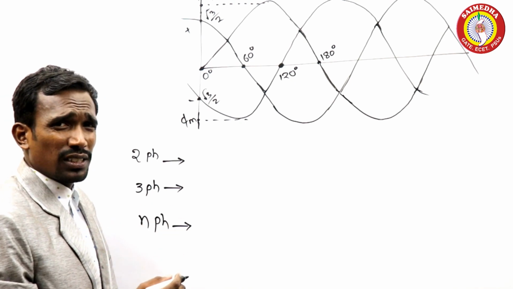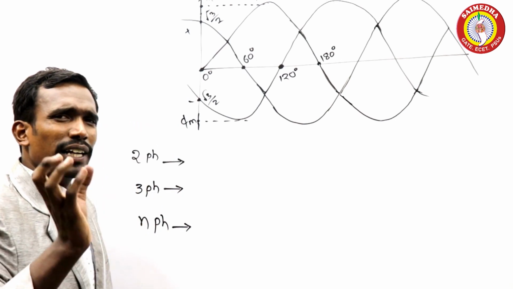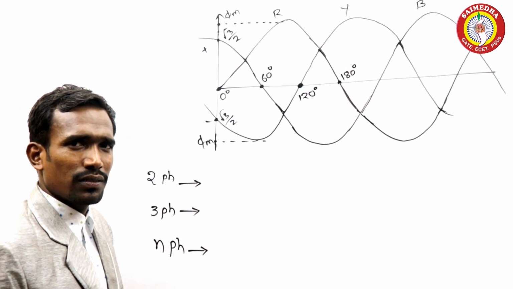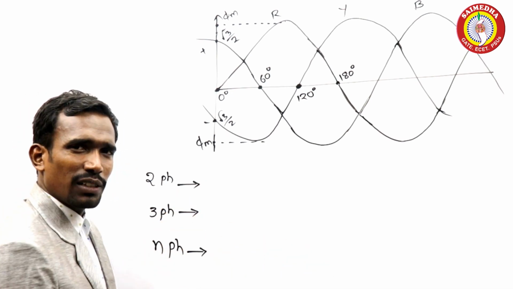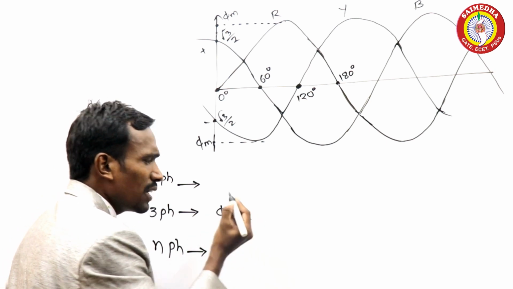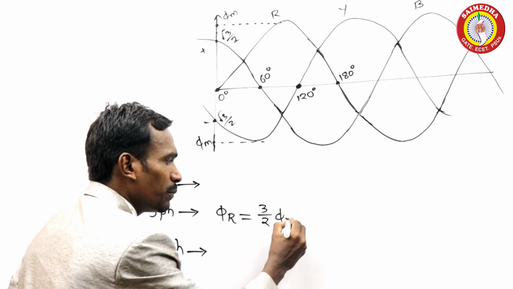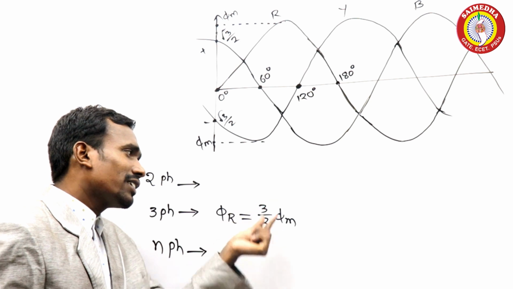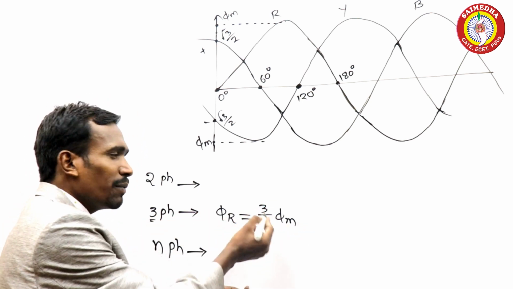Now the conclusions for this rotating magnetic field. These are very, very important for all competitive exams. We already know that for a three-phase system, the resultant flux is 3/2 phi m.